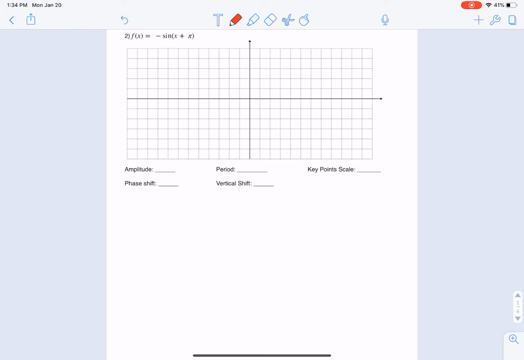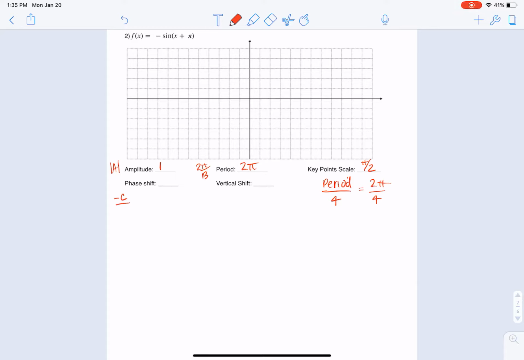So my amplitude is the absolute value of A, which is going to be 1 since my A value is -1. My period is 2 pi over B, and it looks like B is 1 in this case. So my period is 2 pi. My key point scale, I'm going to take my period and divide it by 4. So 2 pi divided by 4 is going to give me pi over 2 as my key point scale.